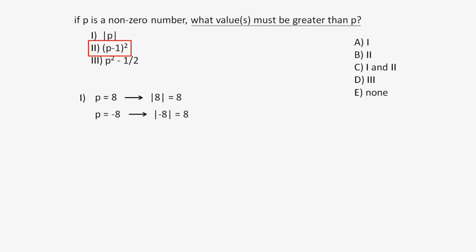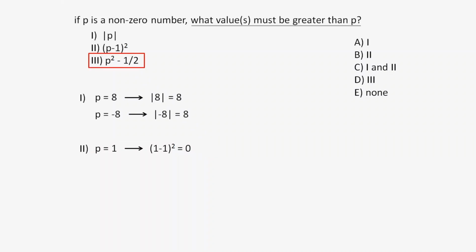Can we find a counterexample? Is there a non-zero value of p where p would not be greater than or equal to the quantity of p minus 1 squared? Absolutely. How about p equals 1? That would result in a value of 0. So case 2 is not valid either.